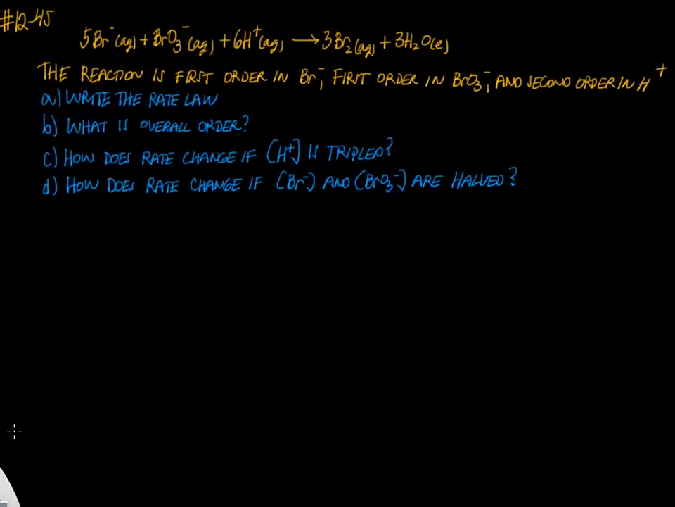The oxidation of bromide by bromate in acidic solution is described by this complicated equation here. The reaction is first order in Br minus, first order in BrO3 minus, and second order in H plus, and we're asked to answer these questions here. To write the rate law, we use the orders of the different reactants and write out the rate law.